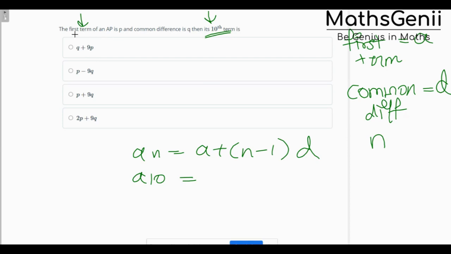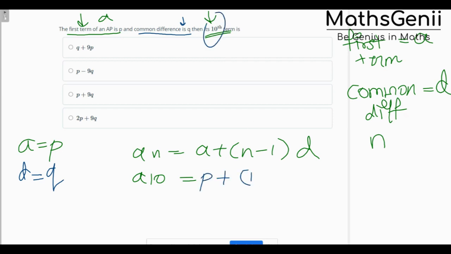A is given. First term of AP is P, that is A. So A is P. Then in the next sentence, what has he given me? Common difference is Q. Common difference means D, which is equal to Q. So A is P plus n, how much? Because the 10th term is mentioned, n is 10 minus 1 and d is Q. So the answer is P plus 9Q.